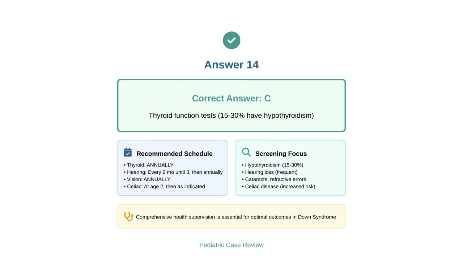Annual thyroid function testing is recommended because hypothyroidism affects 15 to 30% of individuals with Down syndrome. Additional surveillance includes hearing assessment every 6 months until age 3, then annually, annual vision screening for cataracts and refractive errors, and celiac disease screening starting at age 2 years. Comprehensive health supervision is essential.